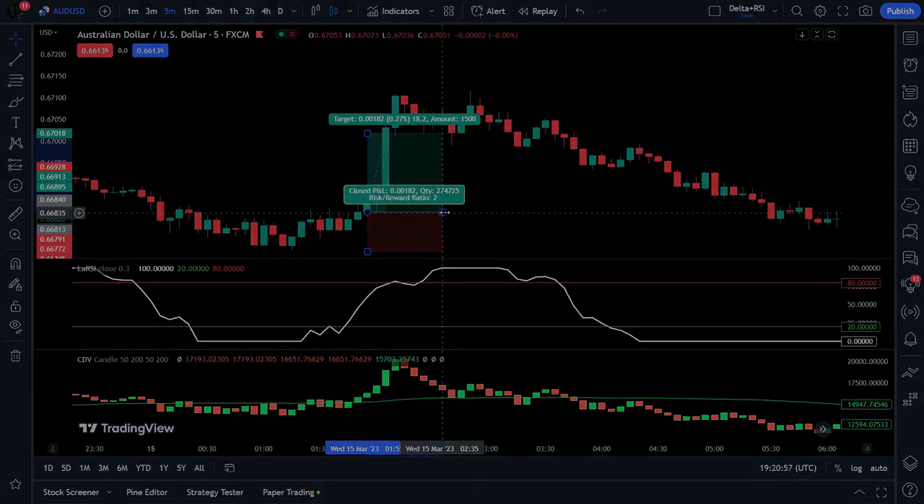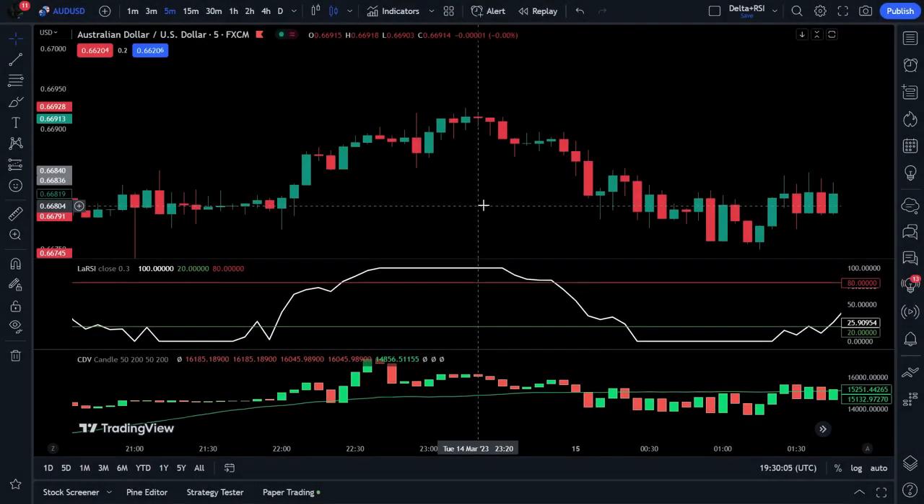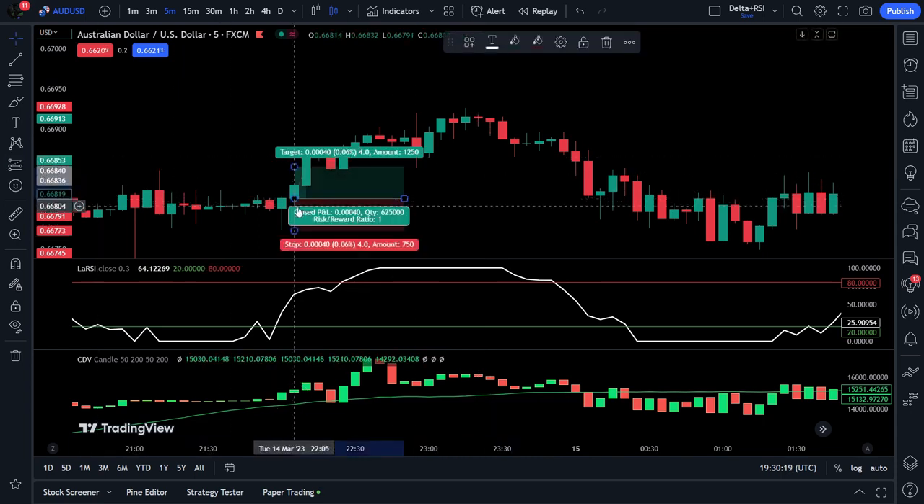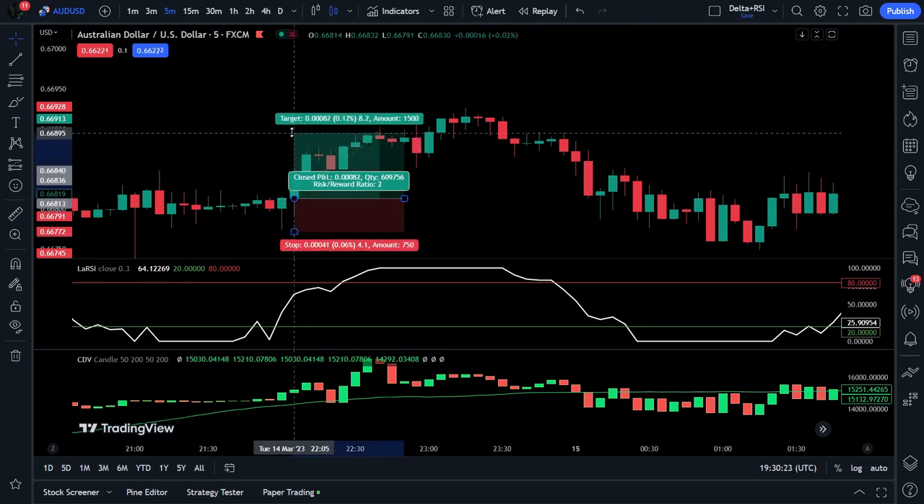Let's run through another long example. As you can see here, our requirements are met again. The Laguerre RSI has broken out of the oversold 20 range displayed in green, and our cumulative delta candles are green and are above the 50 SMA. So we can enter here. We set our stop loss at the recent swing low, and we target a risk-to-reward ratio of 1 to 2.